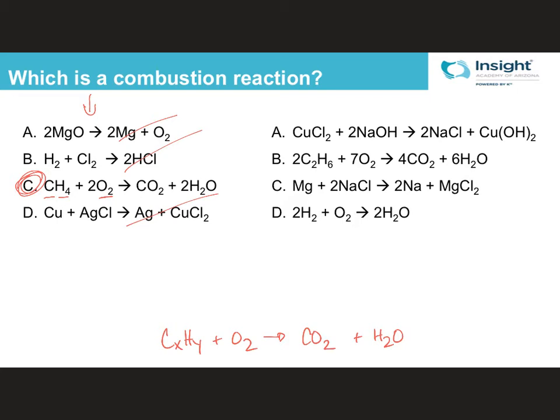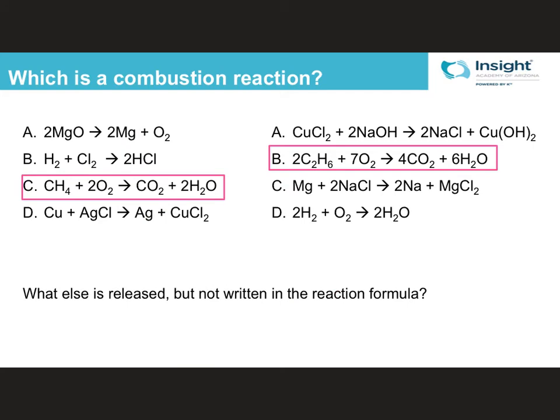Pause it if you need some more time, but the right answer for this one is B. All right. So I know this one has oxygen in it, and it does make water, but we're missing the CO2 and then the C's in that formula. So that's why this one doesn't work. You're actually going to learn next group of videos what we call this type of reaction. So, and again, what is released even though we don't write it in the formula? Energy.